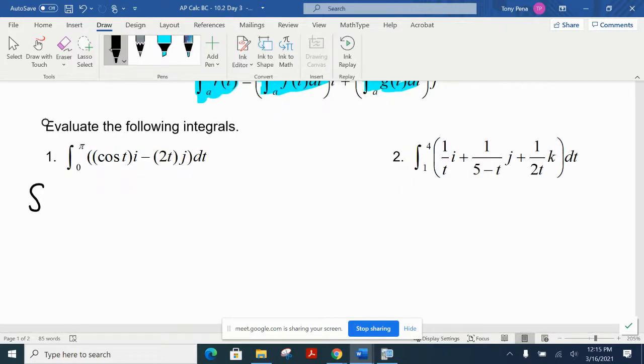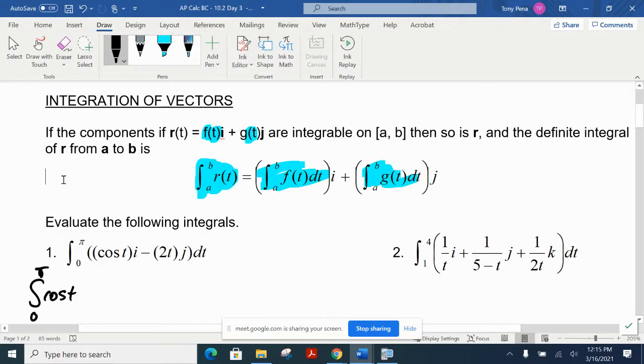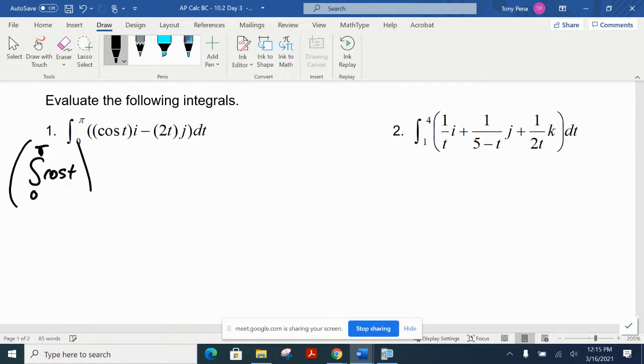So you're going to split this up. You're going to go 0 to pi for the cosine of t, and whatever this gives us will be our i. And then you can do what you want with the minus sign. I'm going to leave it as a minus. You could do plus and negative too, but I'm going to leave it as a minus. And we're going to go 0 to pi, integrating the 2t dt as our j. Then just two simple little problems in one.